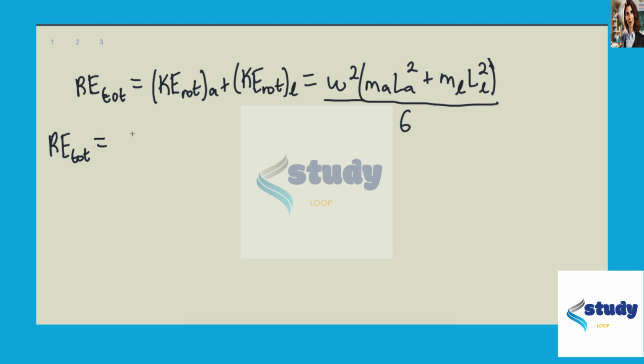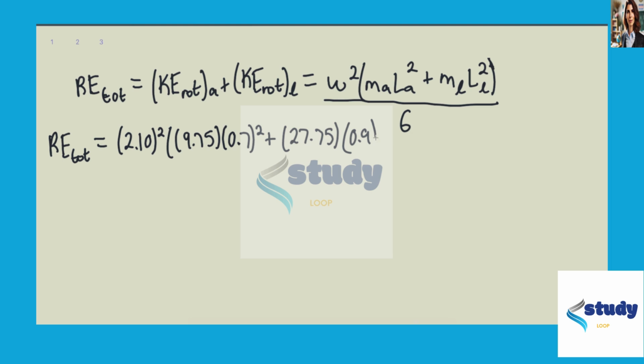So that would be the total, and then we can solve for this and say 2.10 squared, and then the mass of the arms, 9.75, times the length of the arms, 0.7 squared, plus 27.75 times the length of the legs squared, all divided by 6, and this is going to equal 20.032 joules.